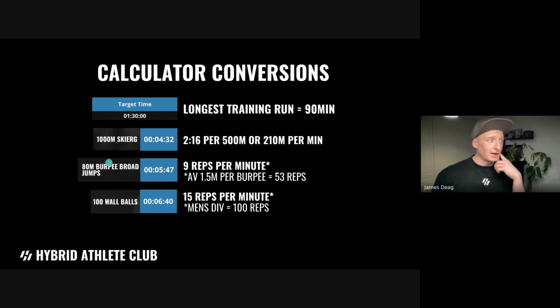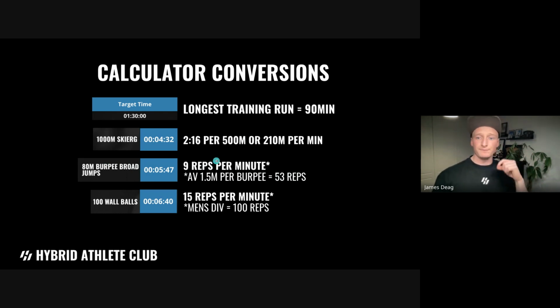So in order to do the 80 meters of burpees in just under 6 minutes, I need to be capable of doing 9 burpee broad jumps per minute for 6 minutes. And if I can do that fresh to start with, fantastic. And if I can then build the capacity and confidence to do that when I'm a little bit tired in the middle of a workout, even better.